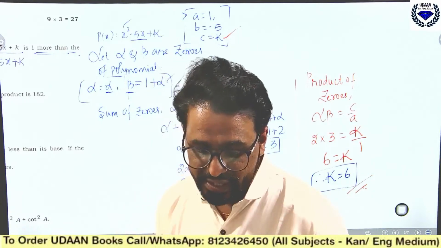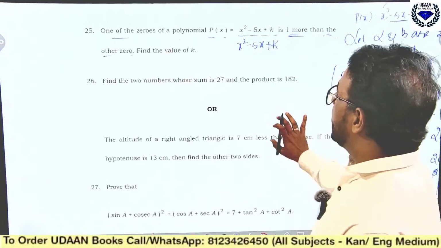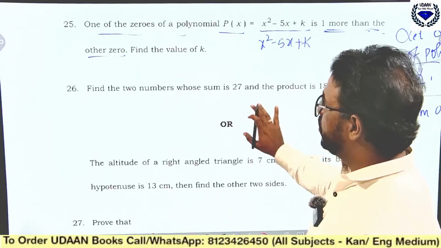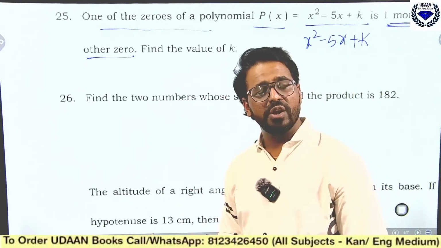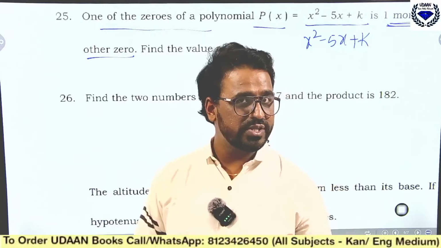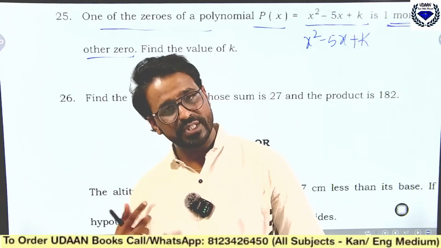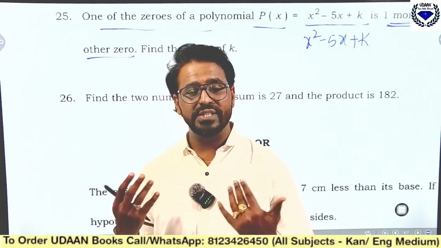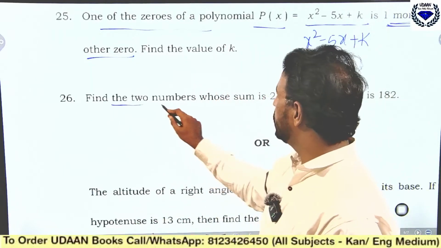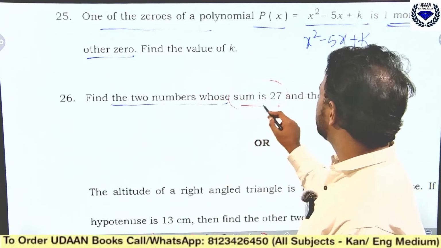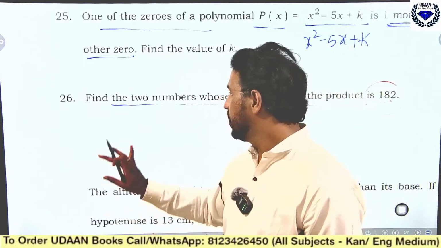Coming to the next question now, again the question is from the textbook, question number 26. It will not take much time. It can be solved by using two methods. Either you can use the quadratic polynomial method or you can directly use the quadratic equation method. So I will solve it by using the very easy method. Find the two numbers whose sum is 26 and product is 182. That is what the question is.